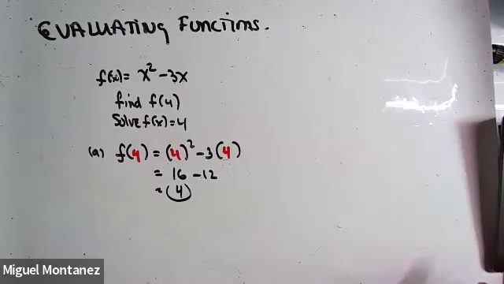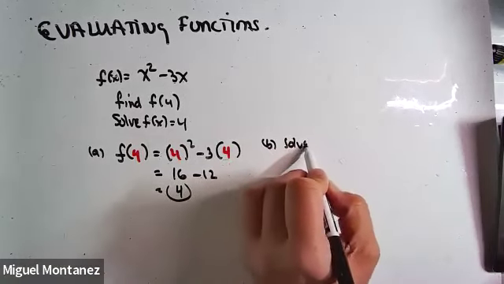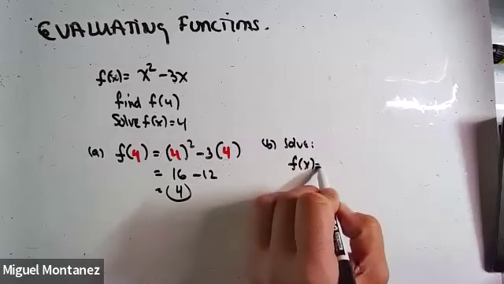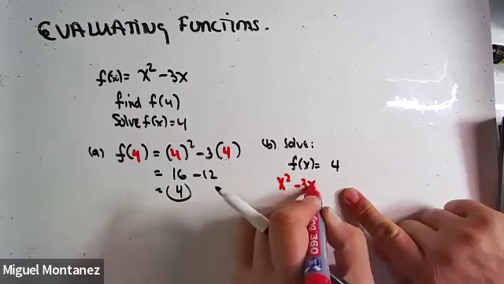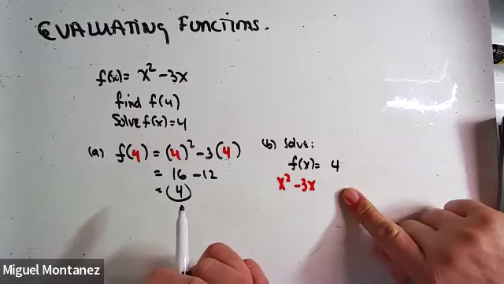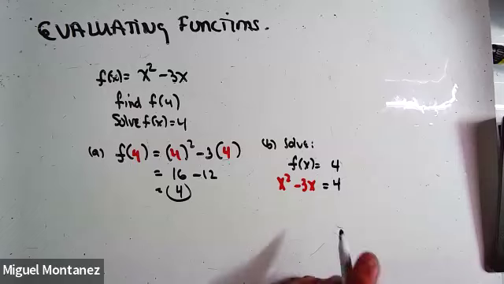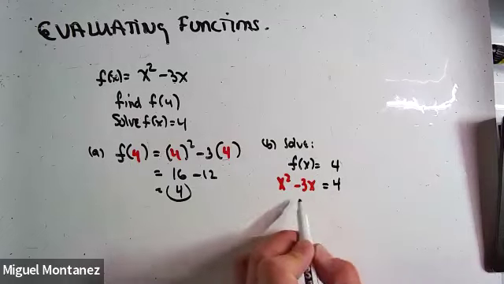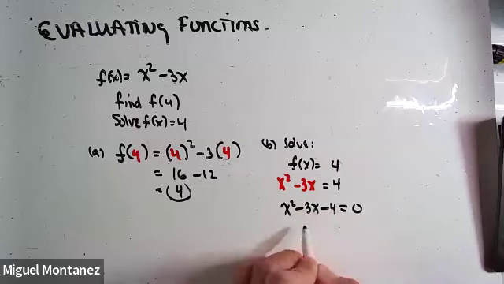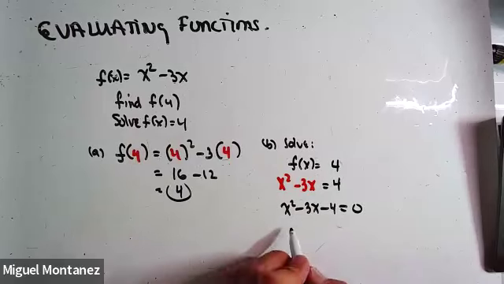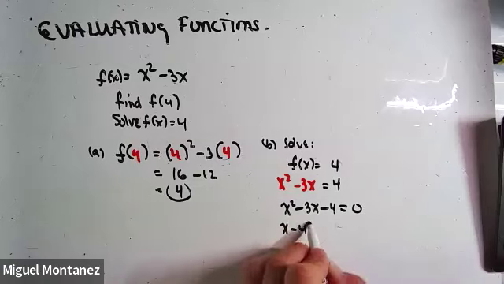Okay. So now the second part will be equal to 4. So we are solving for x when f of x equals 4. So what is f of x? x squared minus 3x equals 4. How do I solve this quadratic equation? We can subtract the 4, and we may attempt to factor this. So factors of -4 that give me -3: that is -4 and 1.